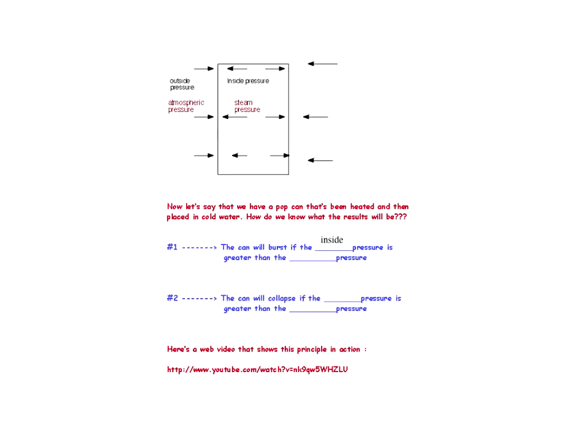Okay. And the can is going to collapse if which pressure is greater? Inward or outward? Any ideas?